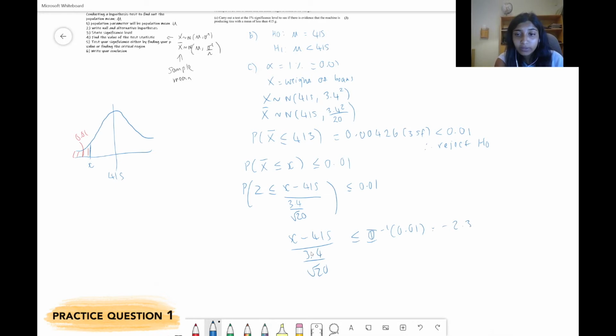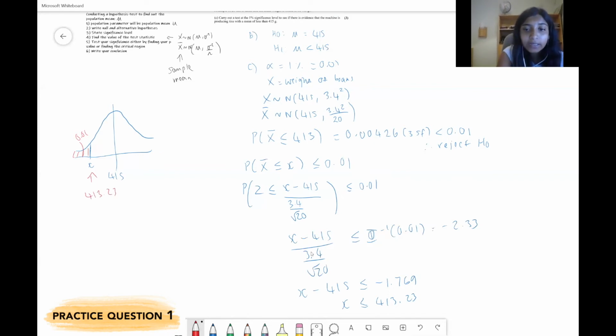minus 2.33. Then we can just rearrange this. We do minus 2.33 times 3.4 over the square root of 20, so we would get x minus 415 less than or equal to minus 1.769. Then if we add 415 to both sides, we want our x value to be less than or equal to 413.23.